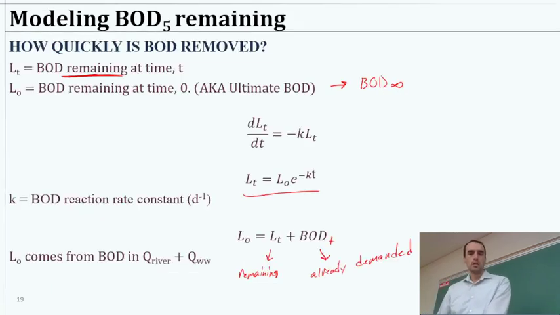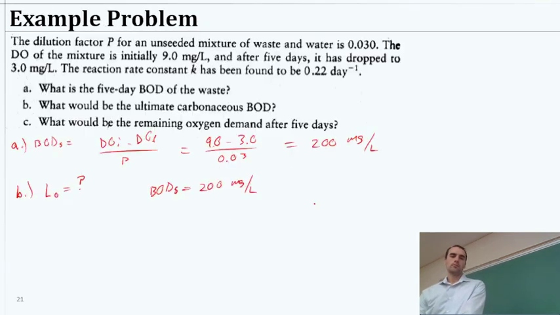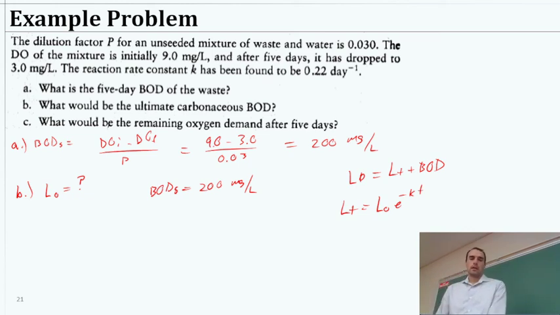Okay, so let's take a quick look here. We have 2 equations that might be useful. LT equals L naught times e to the minus KT. And then, of course, the ultimate is equal to LT plus BOD. So we've got LT equal to L naught times e to the negative KT. All right, and so we have some information about BOD 5 here.